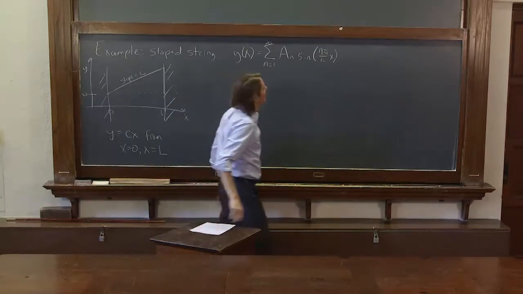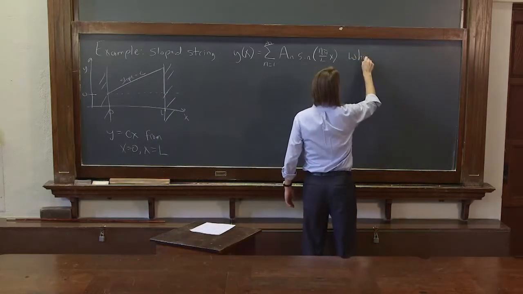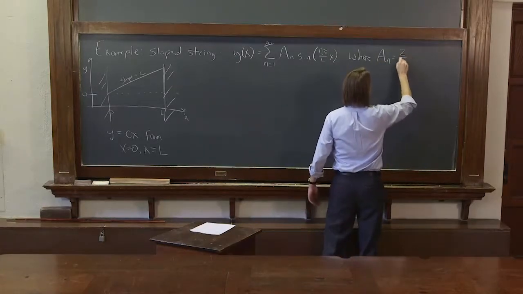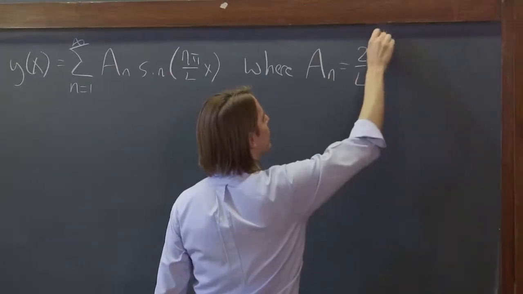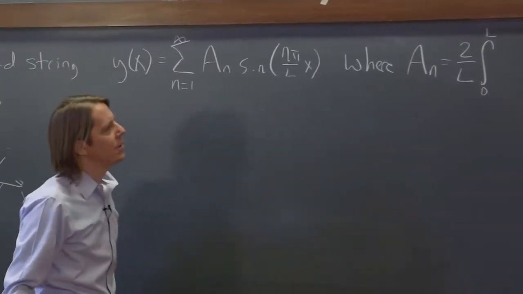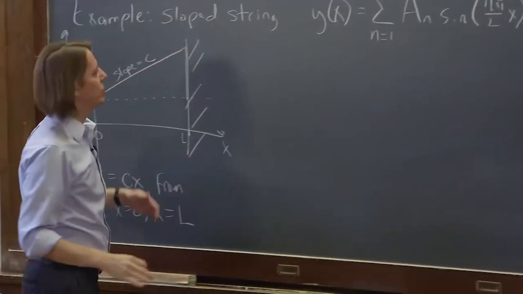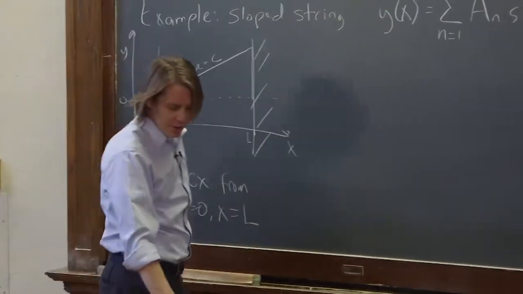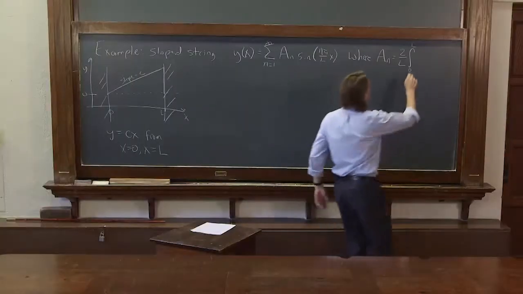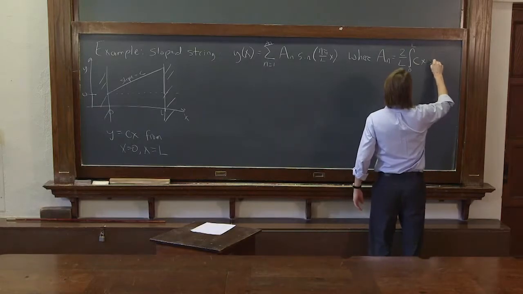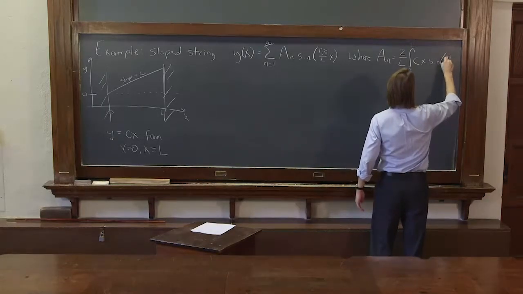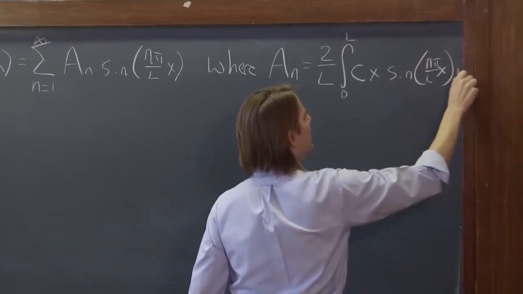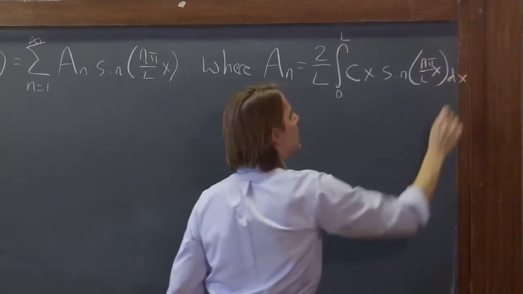And we have to find the an's, where an's are equal to 2 over L times the integral from 0 to L. And I'll go ahead and plug it in. We know that what you put here is the actual shape of the function, so I'll put cx, right? cx sine n pi over L x dx, like that.